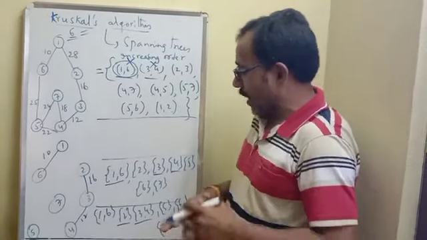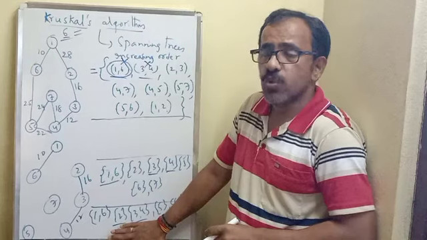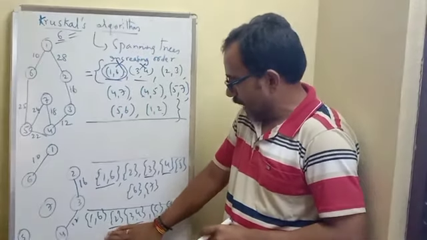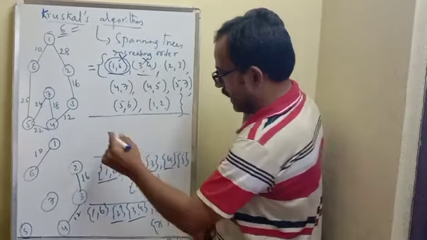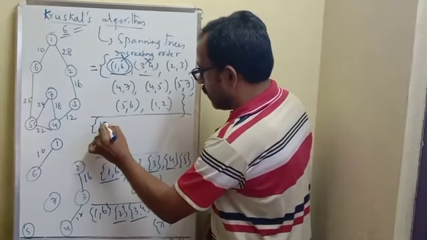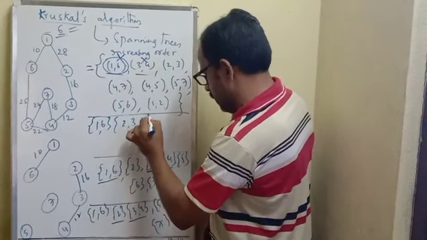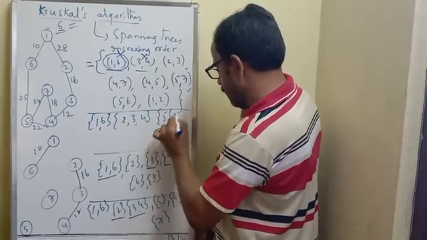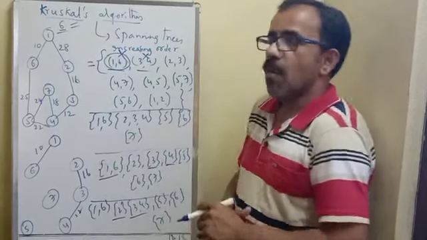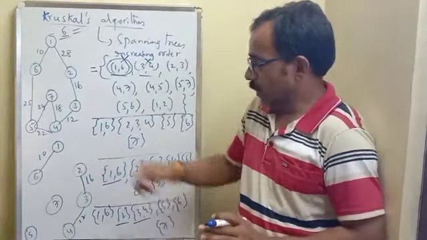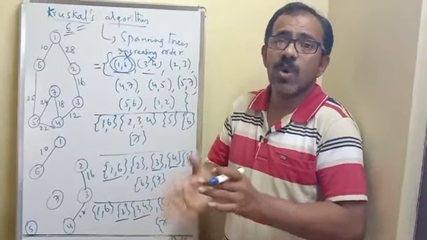So after updating, what is the principle? Immediately combine the two sets. One set is containing 2, another set is containing 3. Now combine those two sets, then the resultant sets are like this: 1 comma 6, 2 comma 3 comma 4, 5, 6 and 7. How many edges have we included now? We included 3 edges. How many edges are required? 6 edges. Still 3 more edges are required.